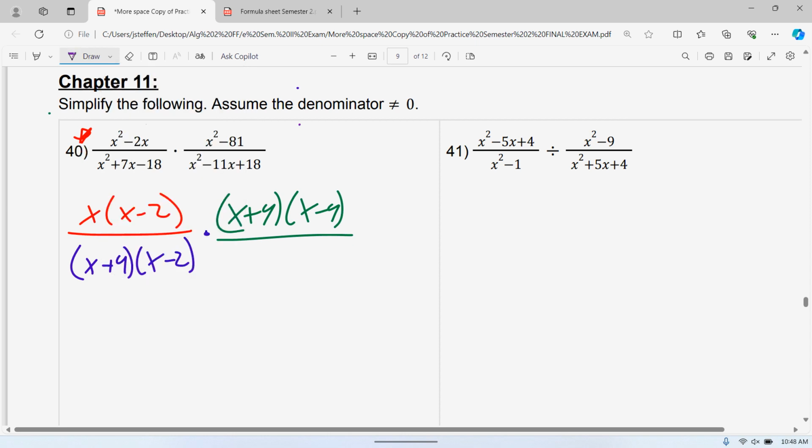That looks a little bit different. Factors of 18 that add up to be negative 11 are x minus 9 and x minus 2. Again, those multiplied give positive 18 and add up to be negative 11.